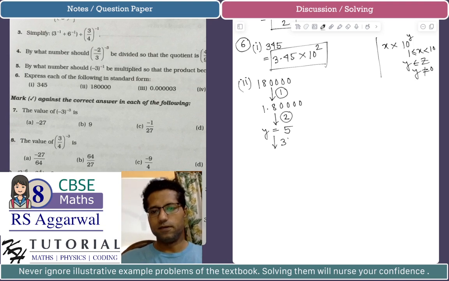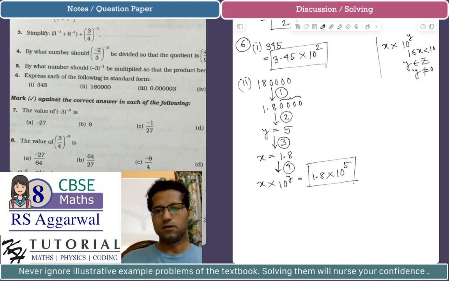Now step 3, I have to find x. X will be the number obtained in step 1, but you ignore all the trailing zeros. These are the trailing zeros. So x will be 1.8. Now as a final step, the number in standard form will be x multiplied by 10 to the power y, which is equal to 1.8 into 10 to the power 5. So this is the number.